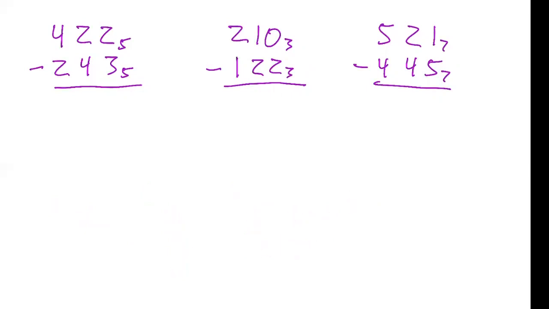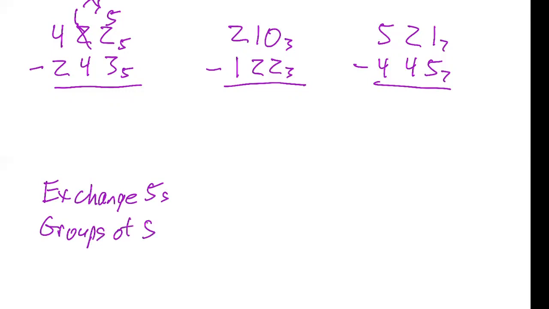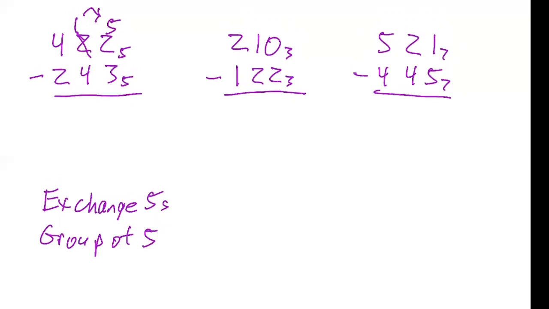Now the word you're going to hear me use is exchange. So when I see here with the algorithm, I can't subtract 3 from 2 in base 5, I'm going to exchange. I'm going to take one of these, but I'm taking it from the 5s. So this goes over as a group of 5. Now I can do what I normally do. 7 subtract 3 is 4. Well, I had this 1 in the 5 slot.